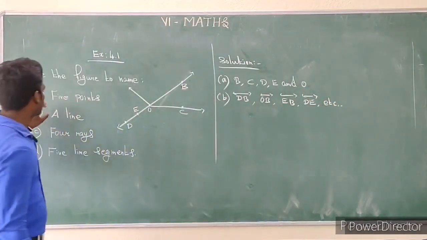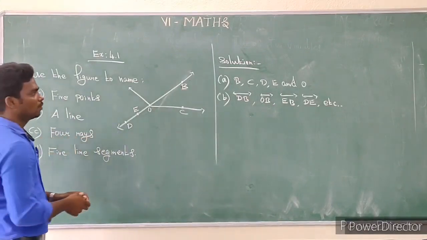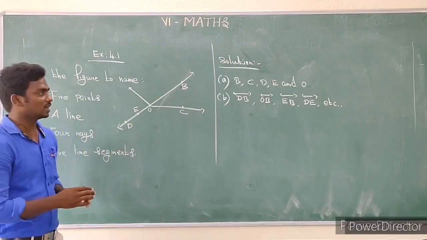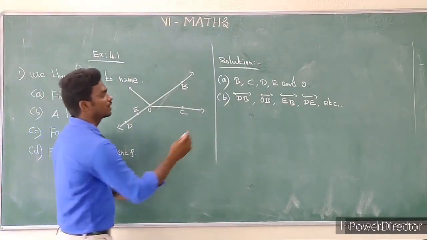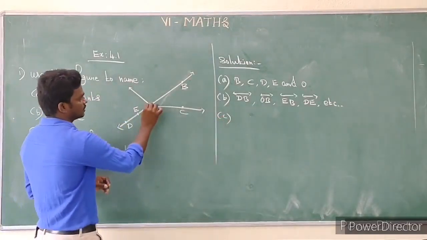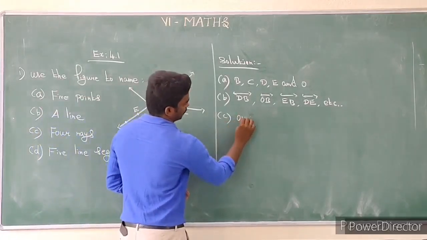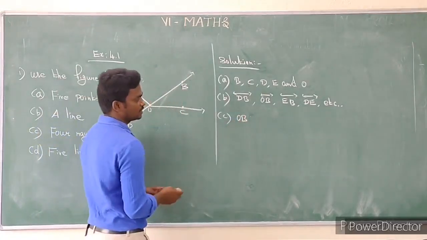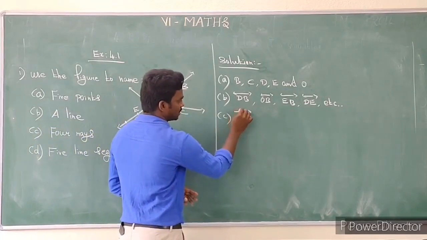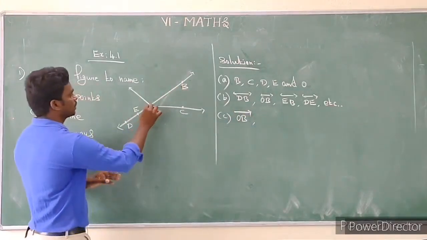What is next? The next question is 3, 4 rays. What is meant by a ray? A ray has only a starting point and goes endlessly in one direction. What are the rays here? Let C be point O. So OB is a ray. We can write OB ray, which has a starting point only and no end point. So OB is a ray.